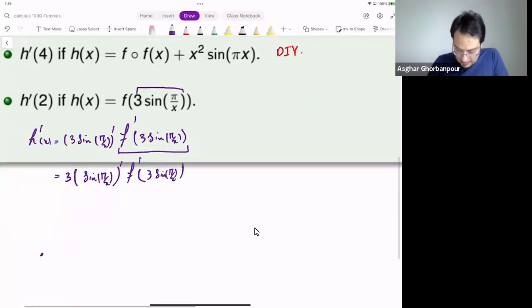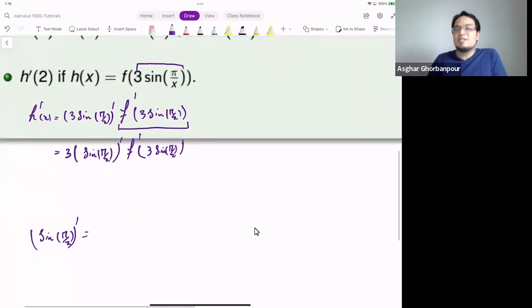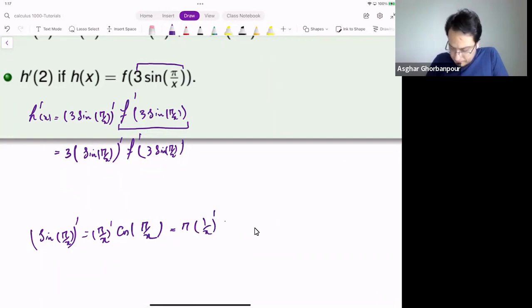Sine of pi over x itself is a composition of two functions. It's sine composed with pi over x. Then I have to find the derivative of the inner one times the derivative of the outer one. The outer is sine, the derivative is cosine, evaluated at the inner. Pi is constant. Again, this will be pi times the derivative of 1 over x, times cosine of pi over x.